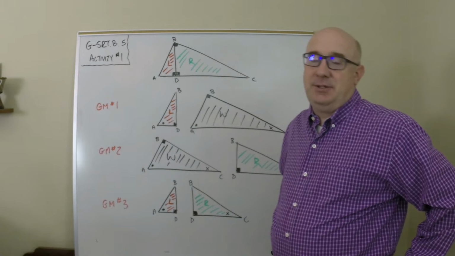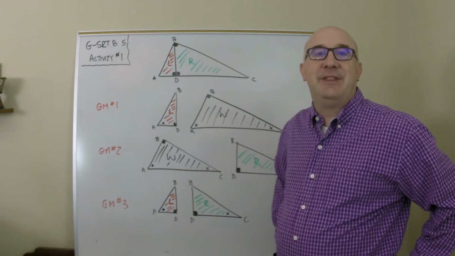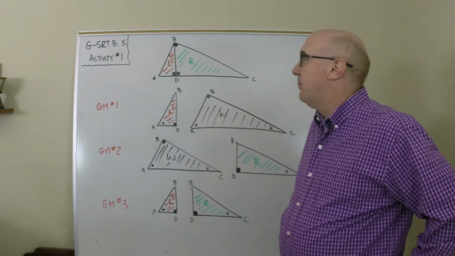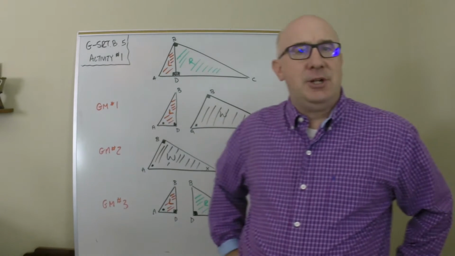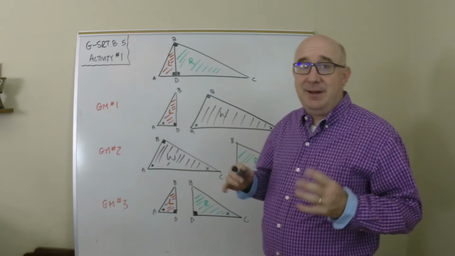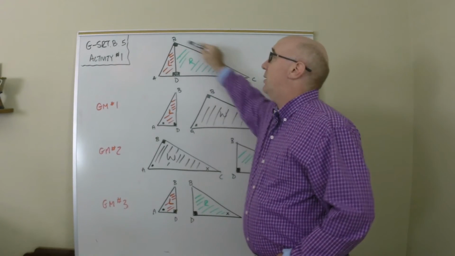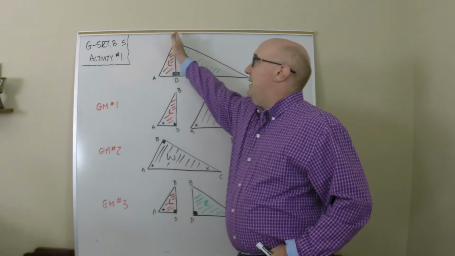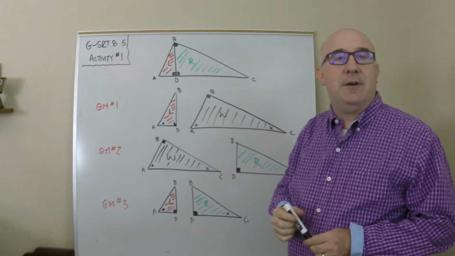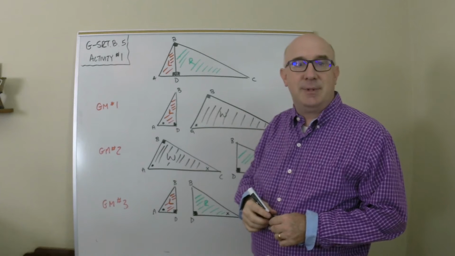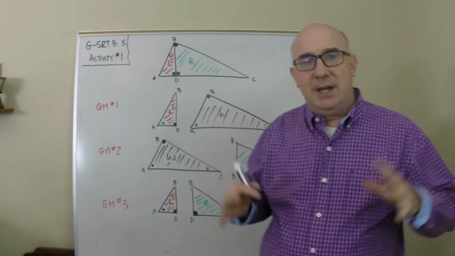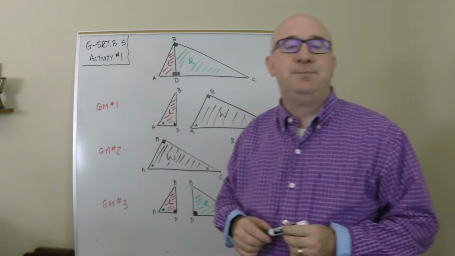This activity walks you through establishing what are called the three geometric mean relationships. The geometric mean relationships are found in a unique diagram, which is a large right triangle with the altitude drawn from that right triangle to the opposite side. Why does it have to be this diagram? Why is something unique found in here?